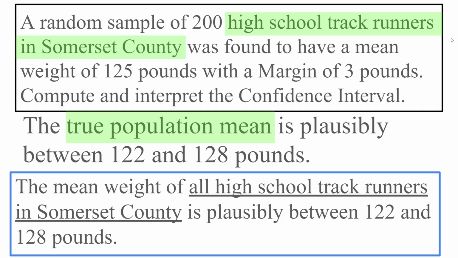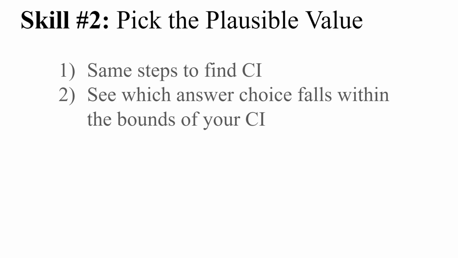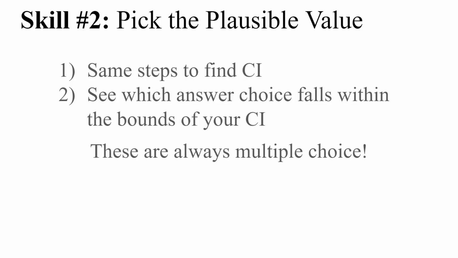Let's go ahead and do an example at the whiteboard. Okay, completely forgot that I had the first two skills grouped together for the example. So let's do this one really quickly, and then we'll do them both together at once at the board. So picking the plausible value, not so bad. All you're going to do is you're going to find the confidence interval the same way as before. Then you're going to see which answer choice falls within the bounds of your confidence interval. And again, these are always multiple choice.